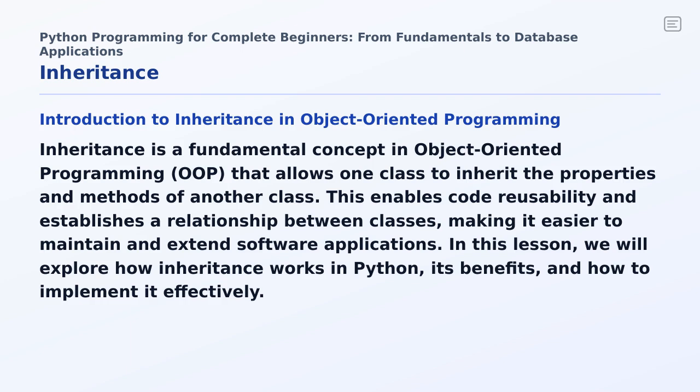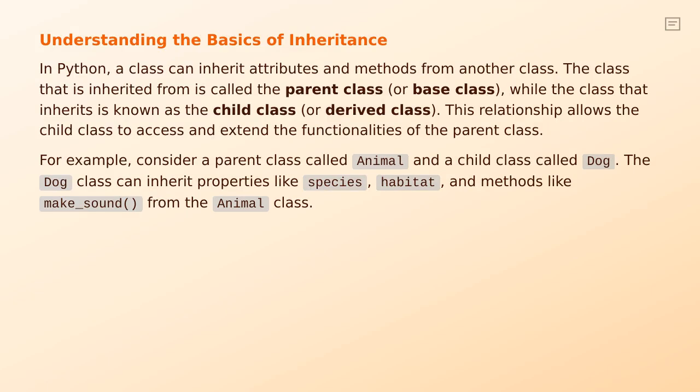Don't worry if this feels new at first. This section covers understanding the basics of inheritance. In Python, a class can inherit attributes and methods from another class. The class that's inherited from is called the parent class or base class, while the class that inherits is known as the child class or derived class. This relationship allows the child class to access and extend the functionalities of the parent class.